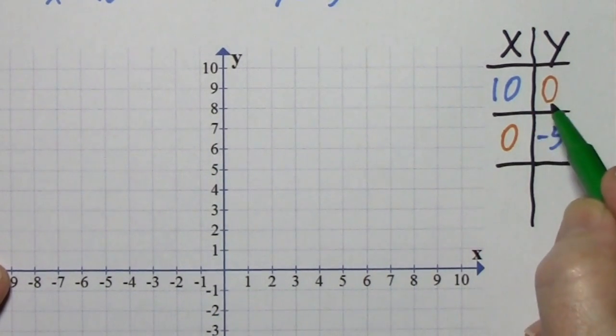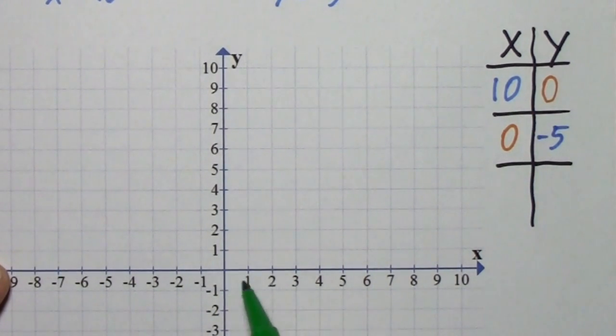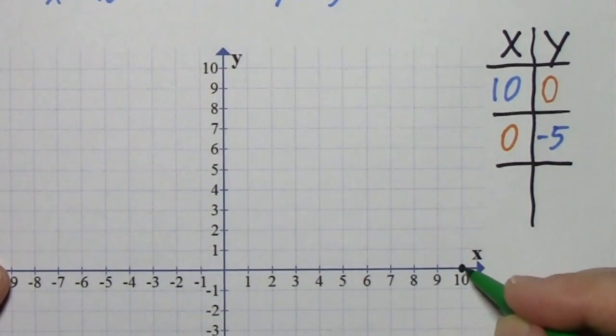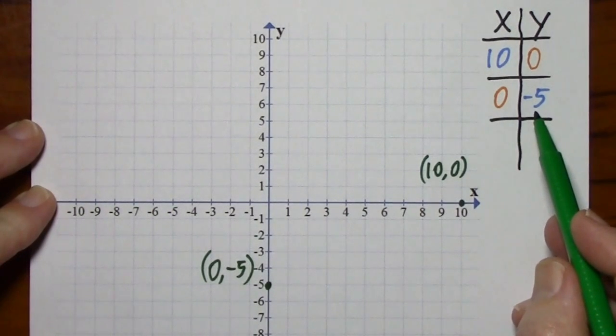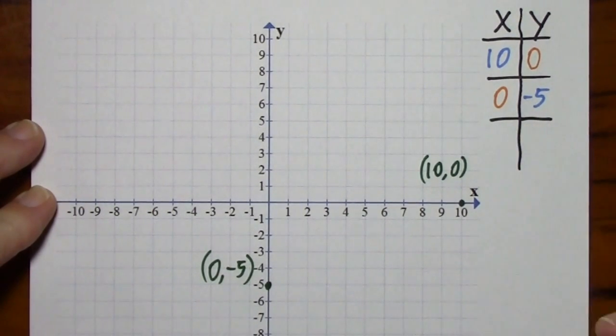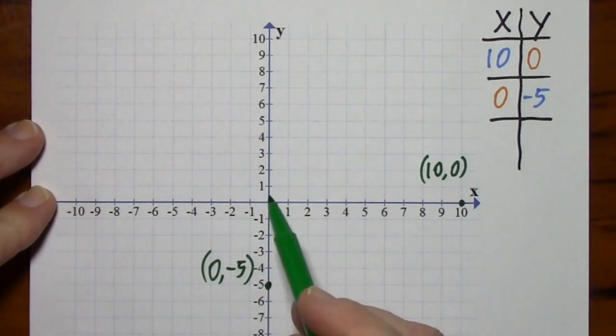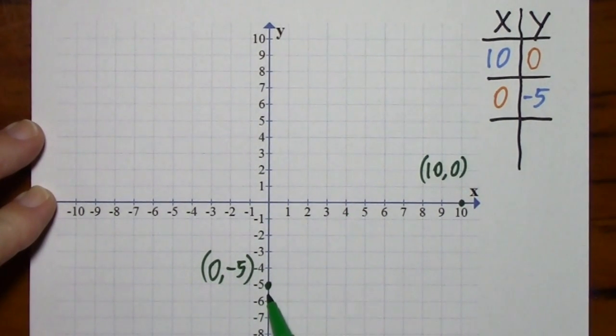We have 10 comma 0. That's over 10 but no up or down. Put a dot right there. So 0, negative 5, that's an ordered pair. 0 comma negative 5. I've graphed it right here. No back and forth, just down negative 5.